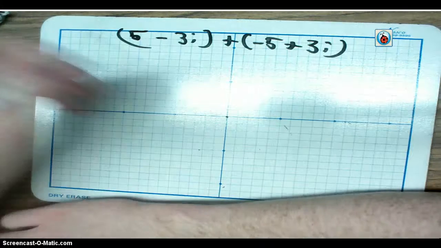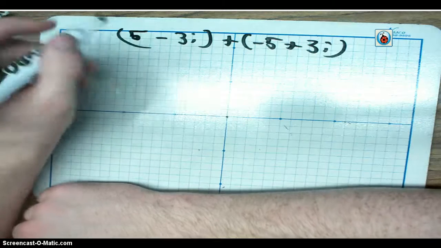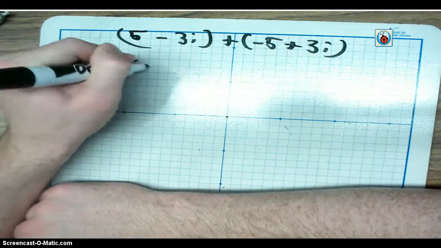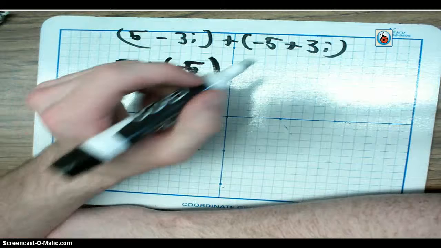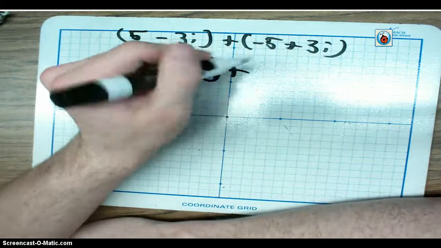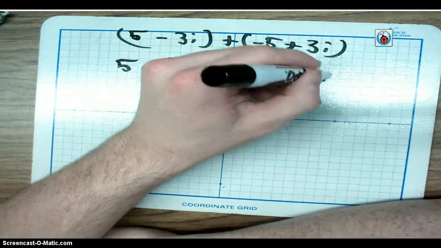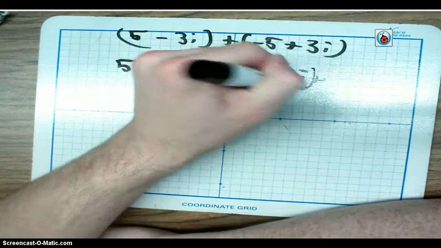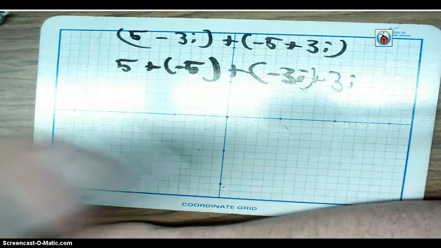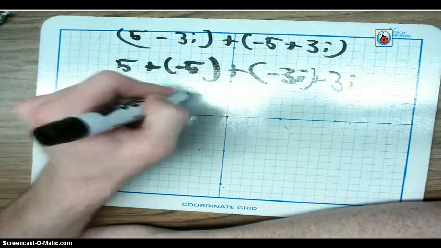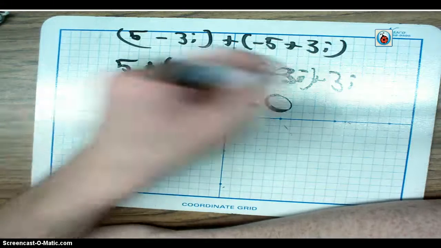Now we're going to add. Since now we're going to use the commutative and associative properties to make this easier, we're going to have 5 plus negative 5 and have plus negative 3i plus 3i. Since 5 plus negative 5 is 0, plus 0 equals 0. And that's how you do that.